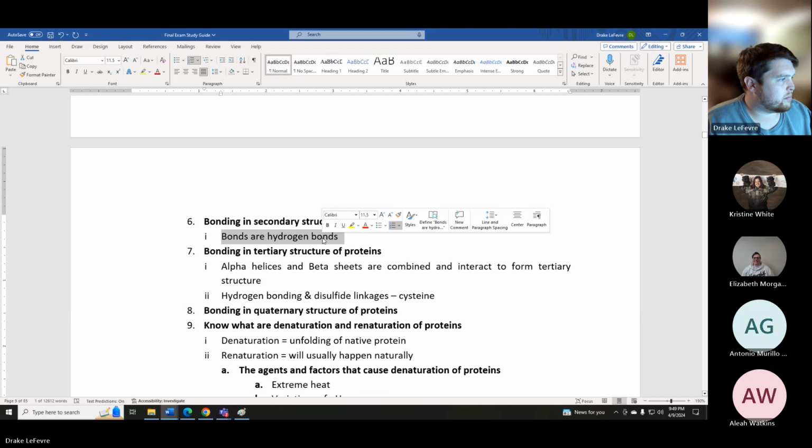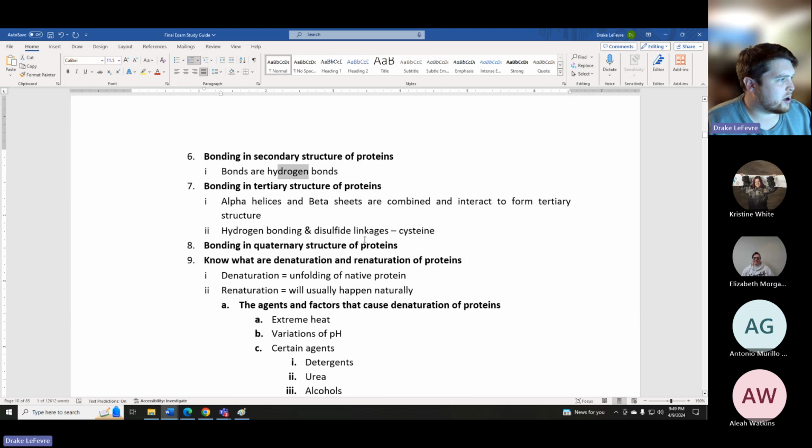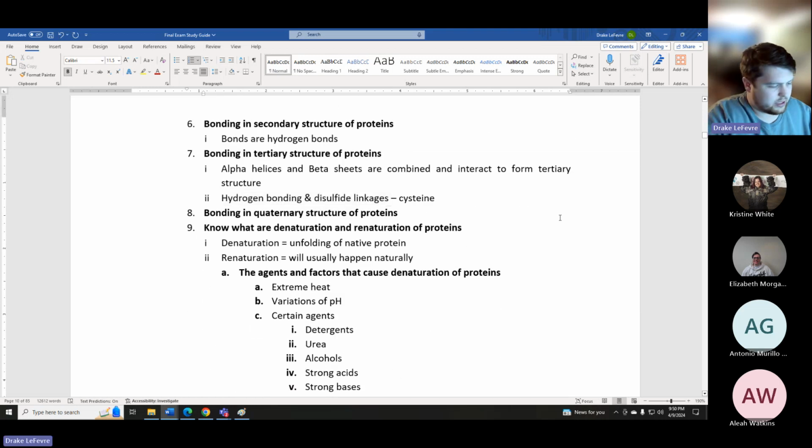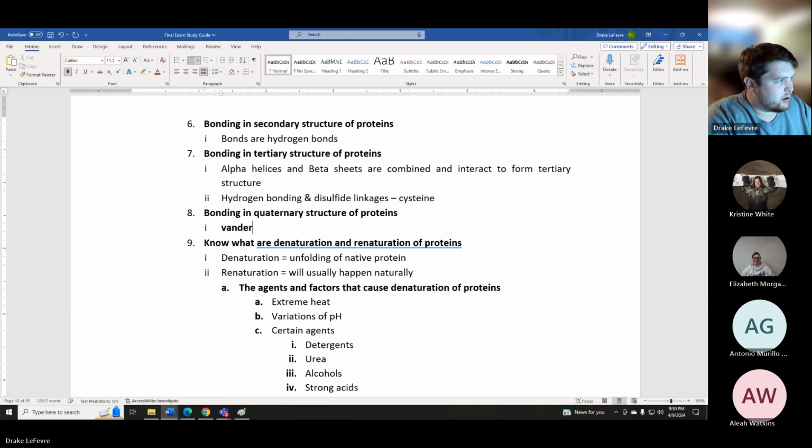The bonding: hydrogen bonds, hydrogen disulfide linkage for tertiary. And then quaternary is the van der Waals forces, hydrogen bonding, and so on.